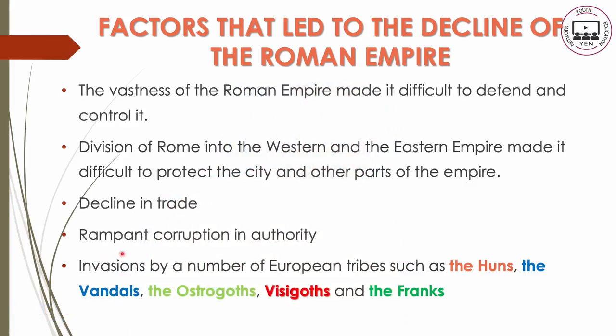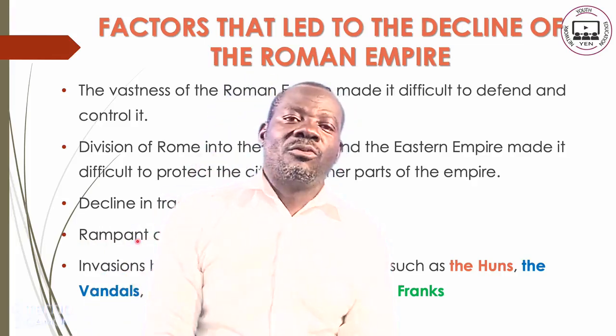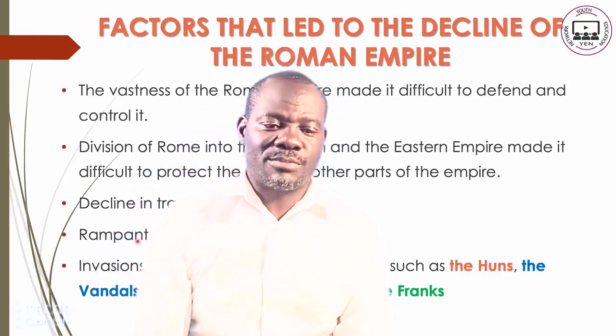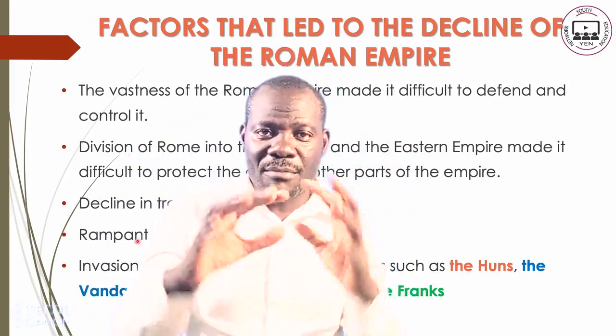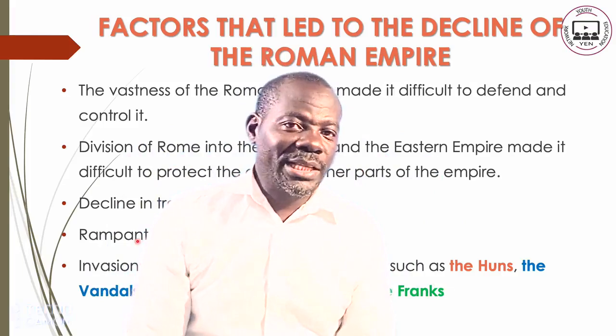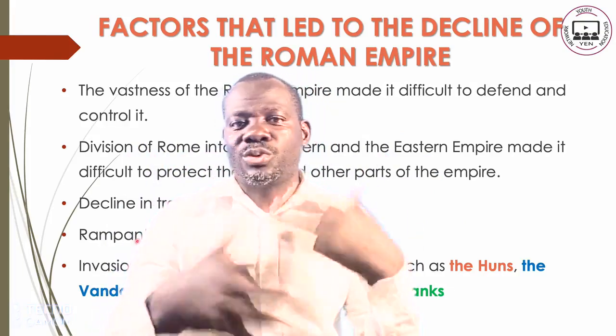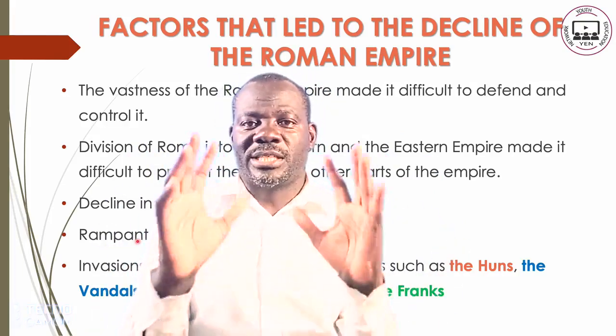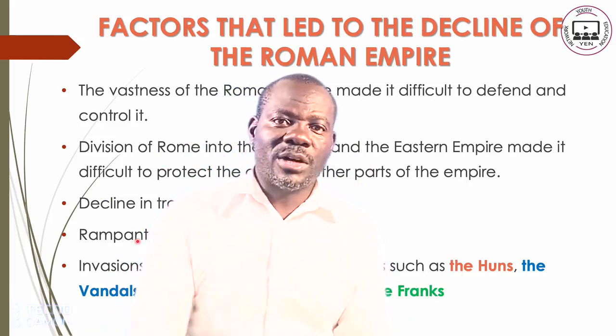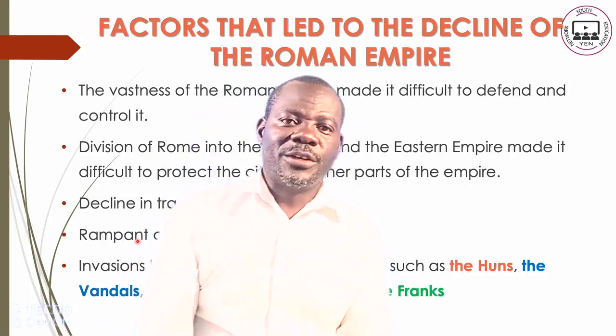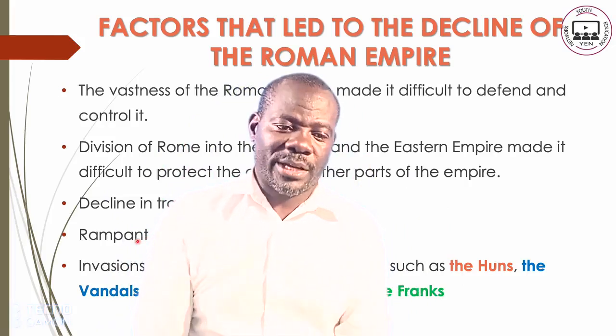Another one is rampant corruption in authority. By the term rampant here, we mean high, massive corruption. There was massive corruption amongst the leaders. So you know, when there is corruption, things don't move. They just stand still because everyone wants to benefit from everyone else.